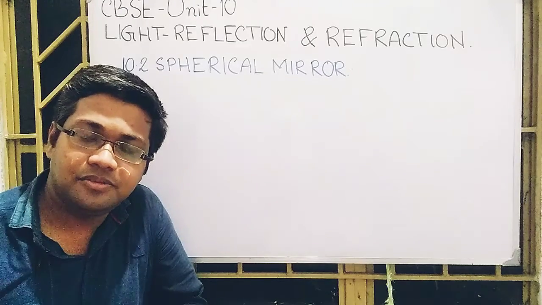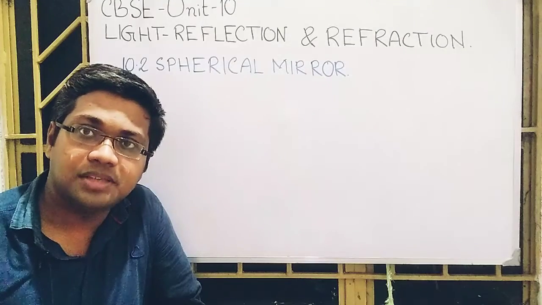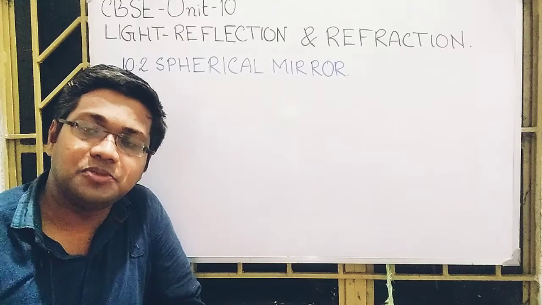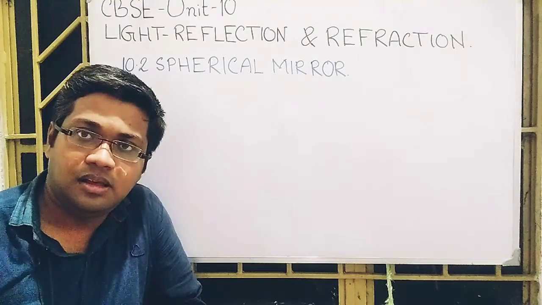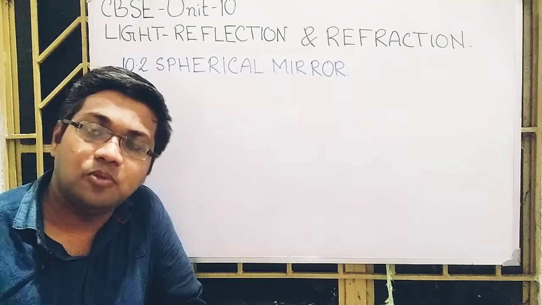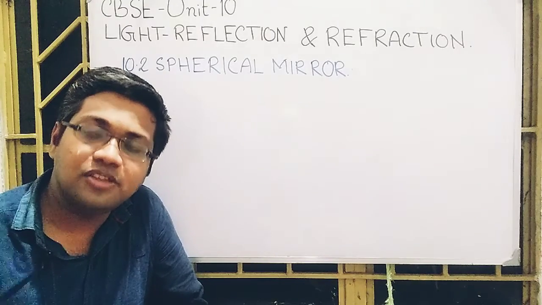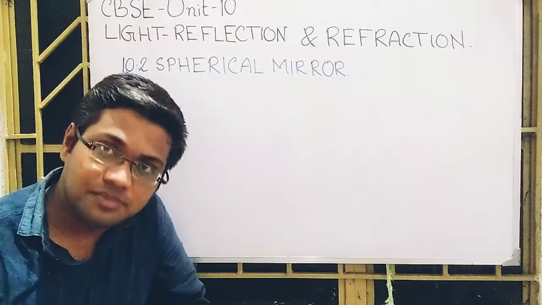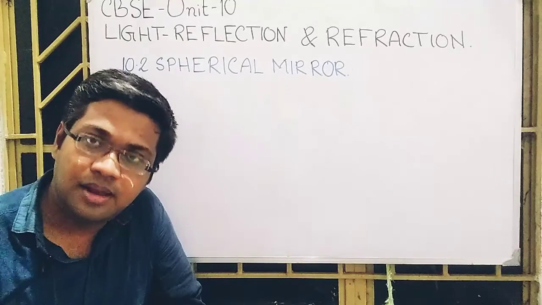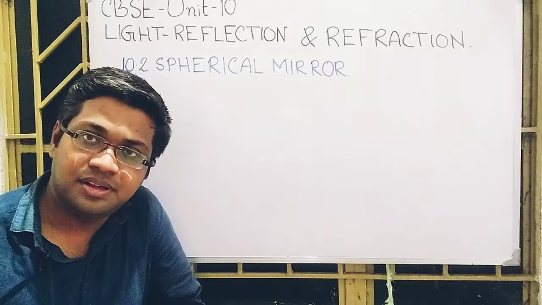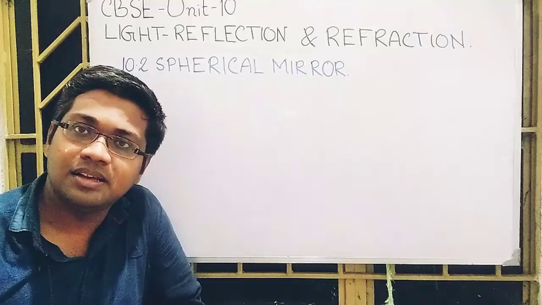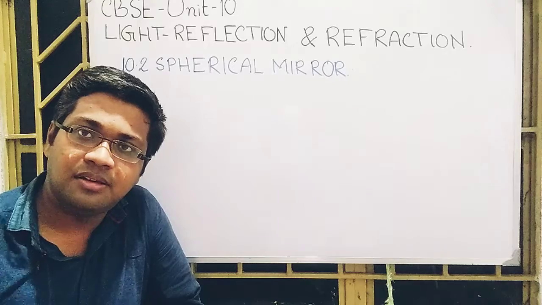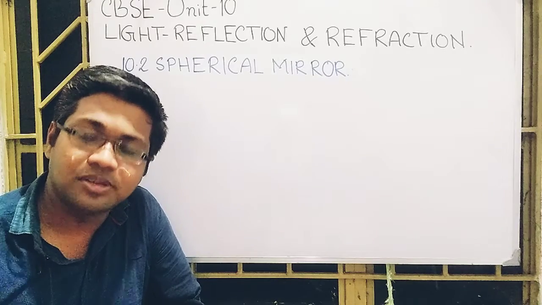In the previous video we understood the sign convention, and we learned how to measure distances from the pole. We measured the focal length and the radius of curvature, and we observed that the focal length and the radius of curvature for the concave mirror are negative, and for the convex mirror are positive.